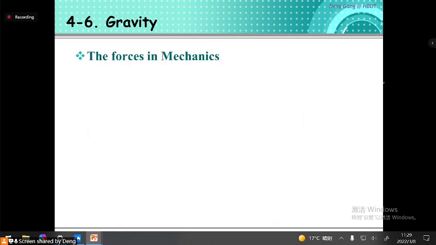Okay, so that's the gravitational force. And there are other forces, like the force on the spring. If the spring originally is like this, and we displace it by x, the force is equal to minus kx. And x means the displacement relative to the equilibrium. The minus sign means the force is in the opposite direction of the motion.